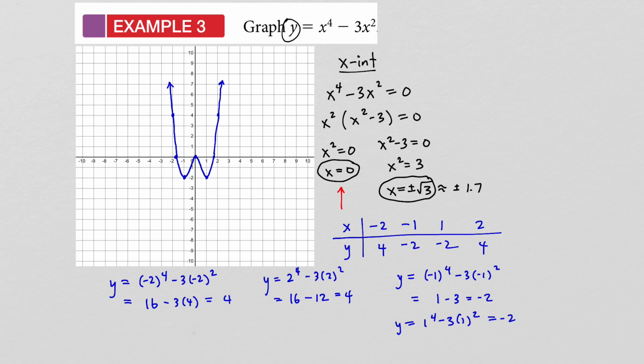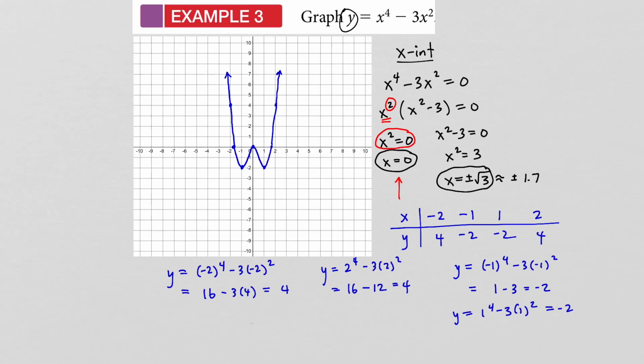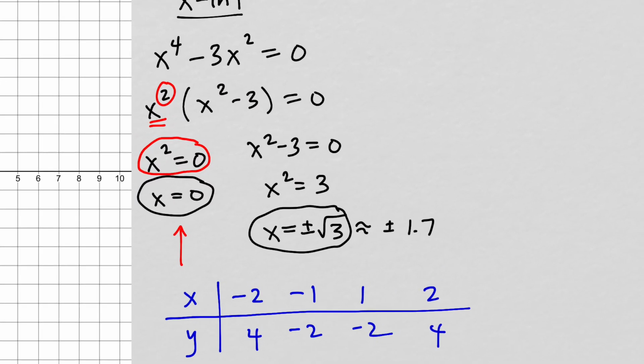x equals 0 comes from this equation. Notice that we had x squared. We didn't have x. When the power of your factor is even, then when it touches the x-axis, it's going to do just that. It's going to touch and turn around. When the power of your factor is odd, it's going to completely pass through.